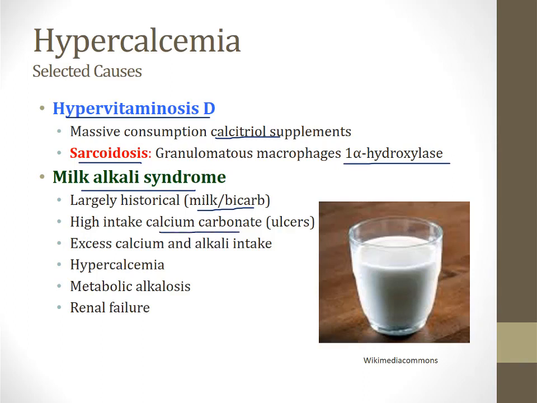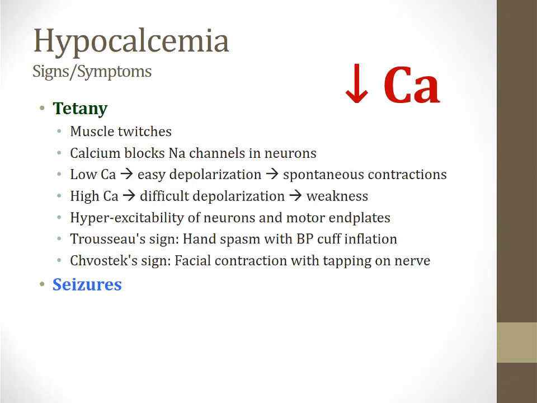What happens in this scenario is that patients are consuming lots of calcium and also lots of alkali. That's why it's called the milk alkali syndrome. The high calcium consumption causes hypercalcemia. That leads to renal failure, as I told you before, and the high alkali intake causes a metabolic alkalosis. Next, let's talk about hypocalcemia.